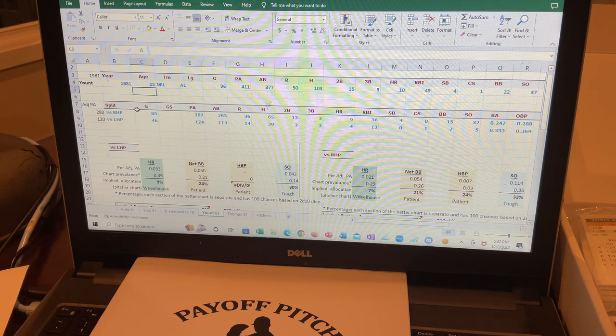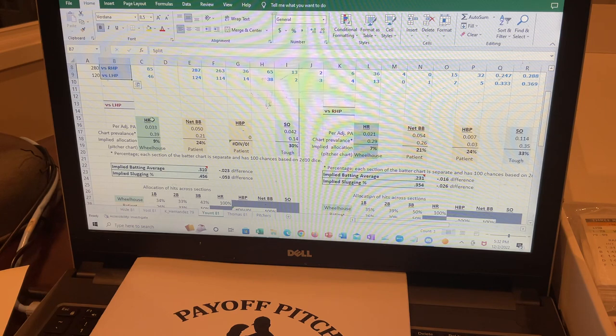So here at the top of this spreadsheet, I have downloaded Robin Yount's total stats for the year and his right and left-hand splits, since the card for the batters is split between right and left-handed. And then down below here, I have done an analysis where I've tried to reverse engineer based on how many home runs per plate appearance, walks per plate appearance, strikeouts per plate appearance, etc. How frequently those should happen, and then how frequent is it on the chart? Assuming the player card is accurate, then what's the implied allocation on the pitcher card to wheelhouse, patient, and tough. And then by default, the rest, other than the defense check, goes to in play.